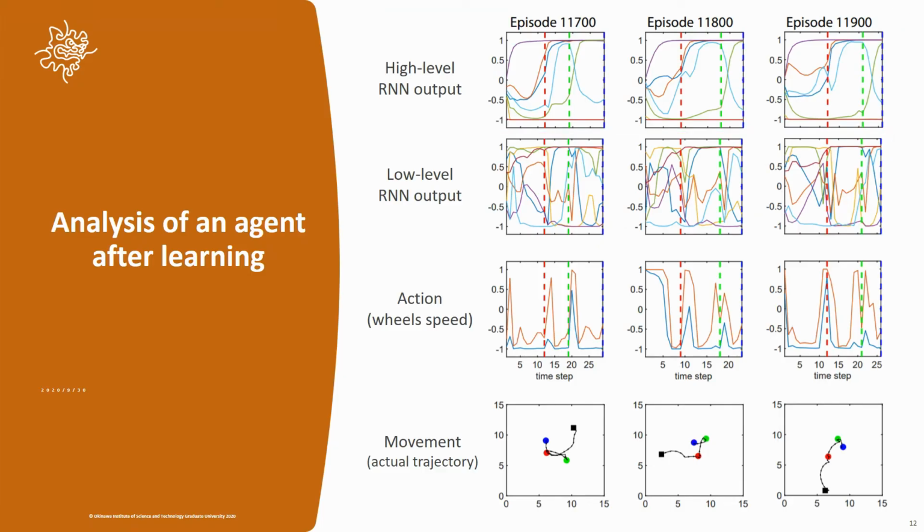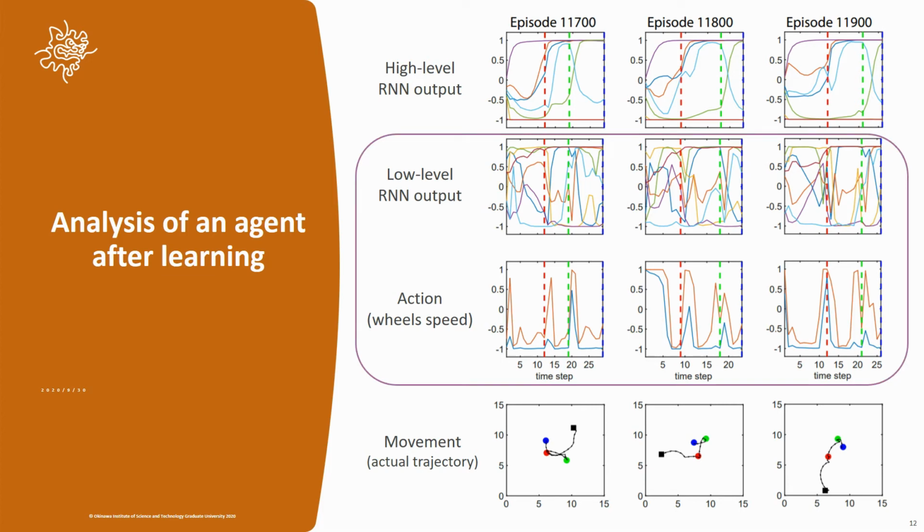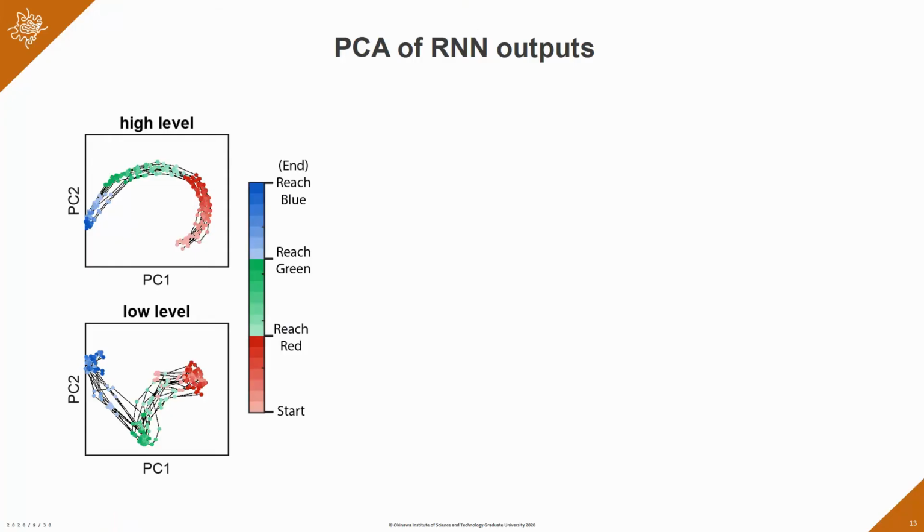By contrast, if we look at the low-level RNN output and also the detailed action, which is the speed of the two wheels, we can see that they are less similar among episodes, because they need to deal with the detailed motor control to reach certain targets. To see this more clearly, we plot the principal components of RNN outputs for both the high level and the low level. We plotted data from multiple episodes. The data points from the same episode are linked by black lines.